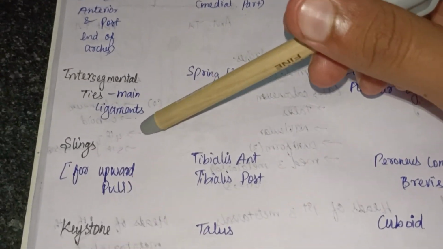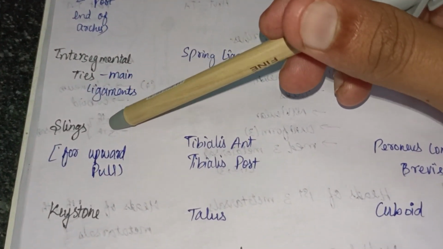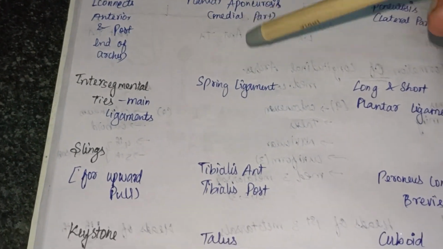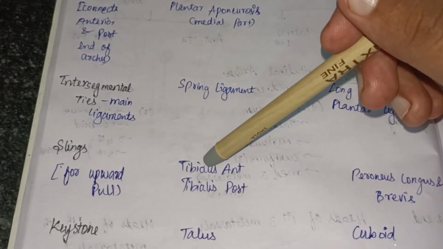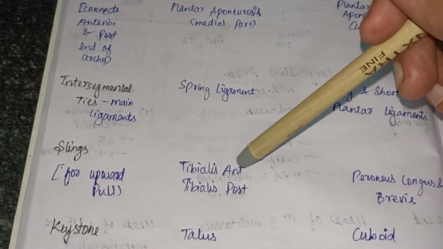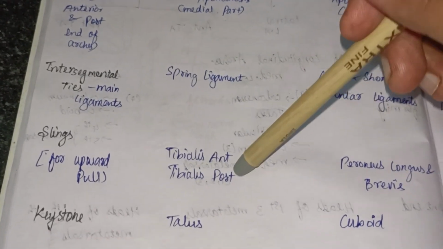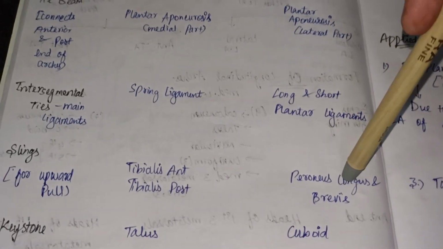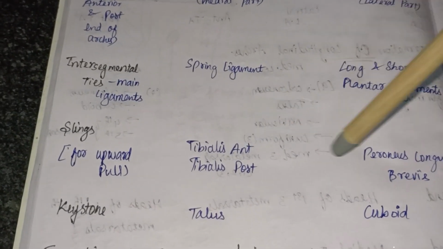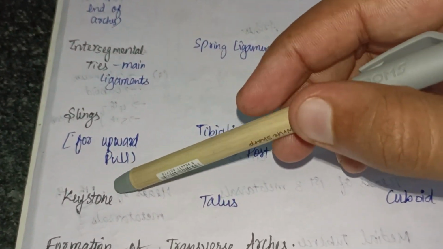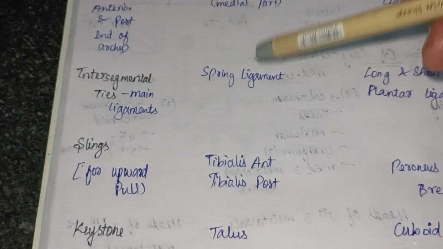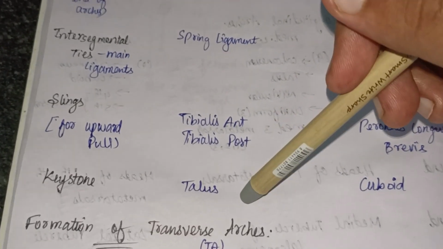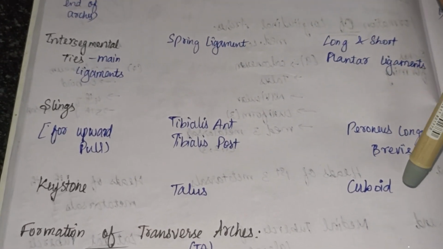Next let us see the slings. Slings are used for the upward pull. The slings for the medial longitudinal arch are tibialis anterior and tibialis posterior, 2 muscles. For lateral longitudinal arch, peroneus brevis and peroneus longus, 2 muscles. Here also 2, here also 2. Now keystone: the keystone bone of the medial longitudinal arch is nothing but talus. For lateral longitudinal arch, it is the cuboid bone.